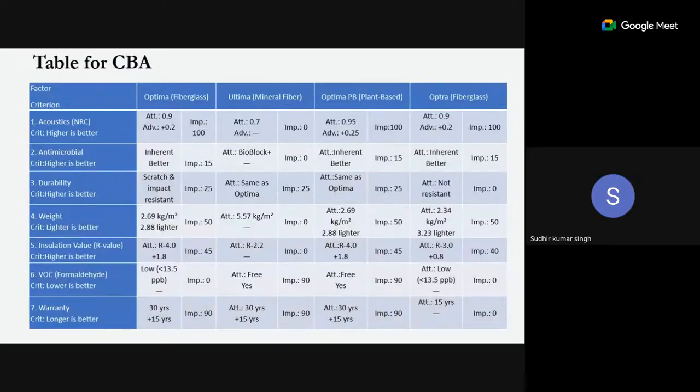We'll see to all of the factors: acoustics, antimicrobial, durability, weight, insulation value, VOC, and warranty. So all importance of advantages IMP 15, 25, 50, 45, 0, 90 in the column for Optima fiberglass. Similarly, for other methods, I have taken all this importance of advantage, abbreviated, we call it as I of A. So I of A I calculated.